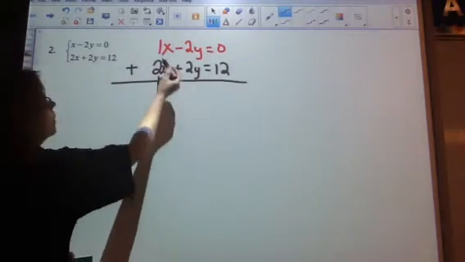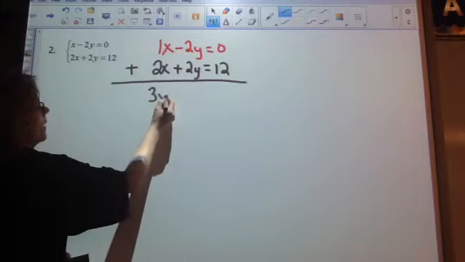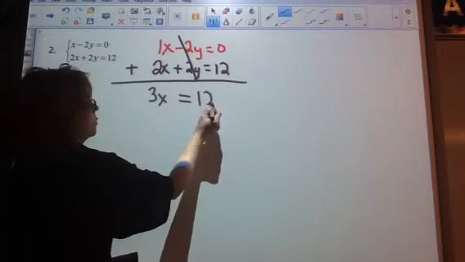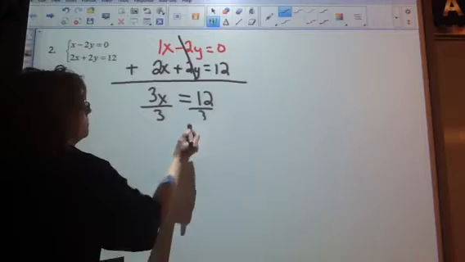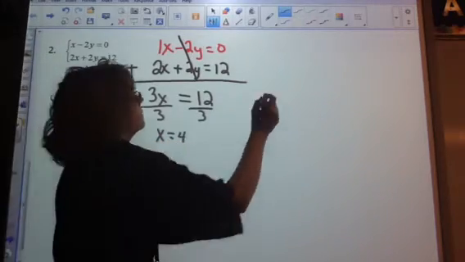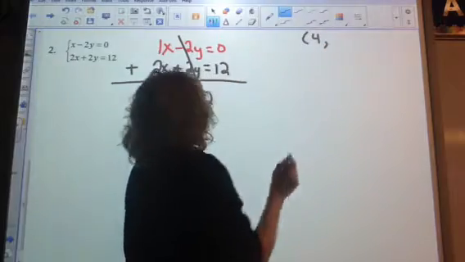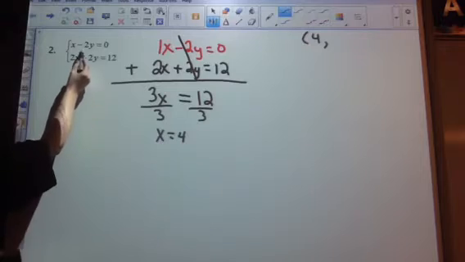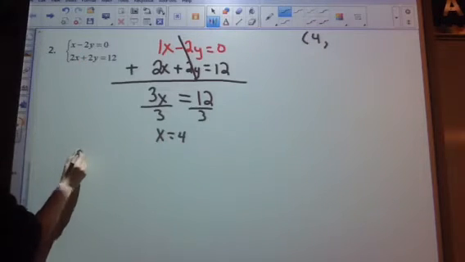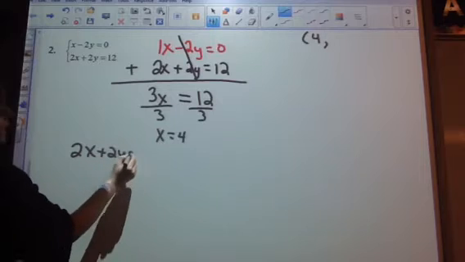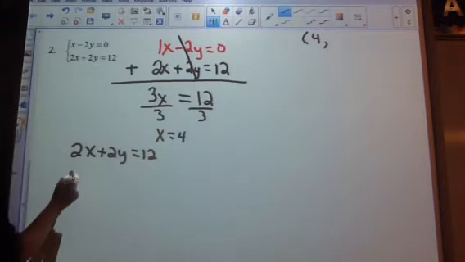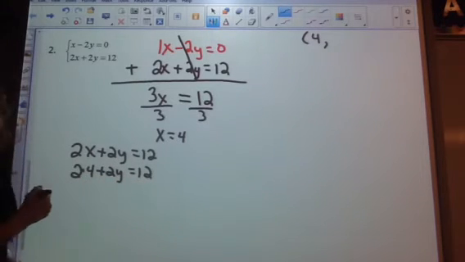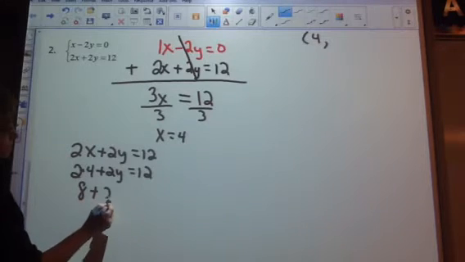So let's add. 1x plus 2x, 3x. These cancel out. 0 plus 12 is 12. Solve for your variable. Okay, so my first coordinate is 4. And again, I think I'm going to pick the second equation so I don't have to deal with that negative number. So I'm going to do 2x plus 2y equals 12. And I'm going to substitute in for my variable x, and solve this equation by isolating my variable y.